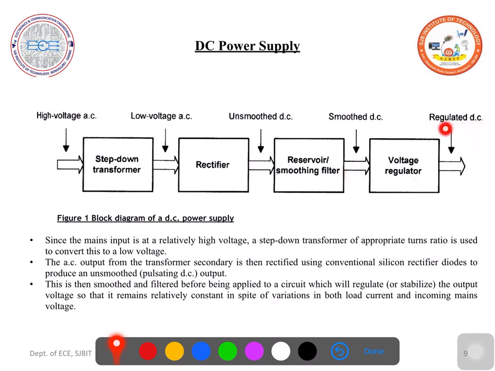But we need a constant regulated DC. Regulated means even if the input voltage is varied or the output load current is varied, you should get a constant DC voltage. That will be taken care of by the voltage regulator. The voltage regulator regulates the smooth DC and supplies a constant or regulated DC. Remember, regulation means if the input voltage changes or the output current changes, the output should not change. So this is the block diagram of a DC power supply.